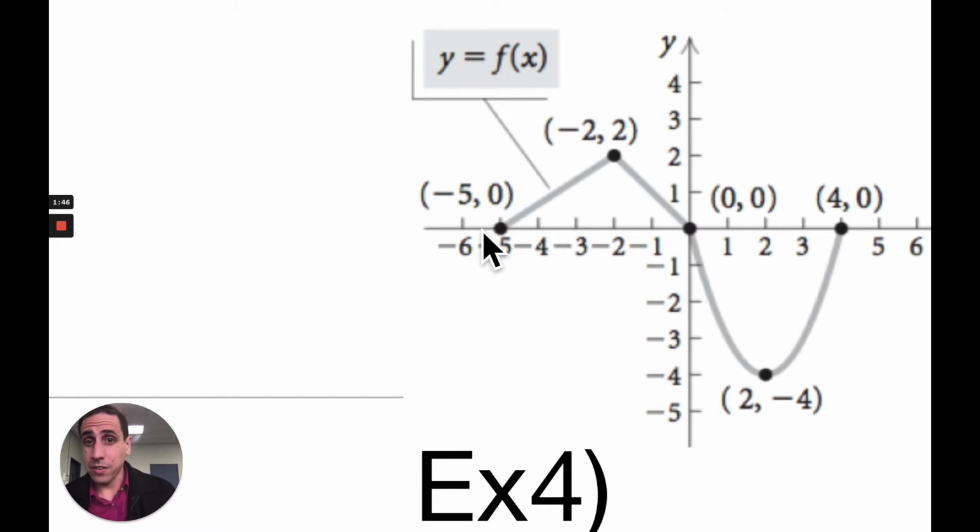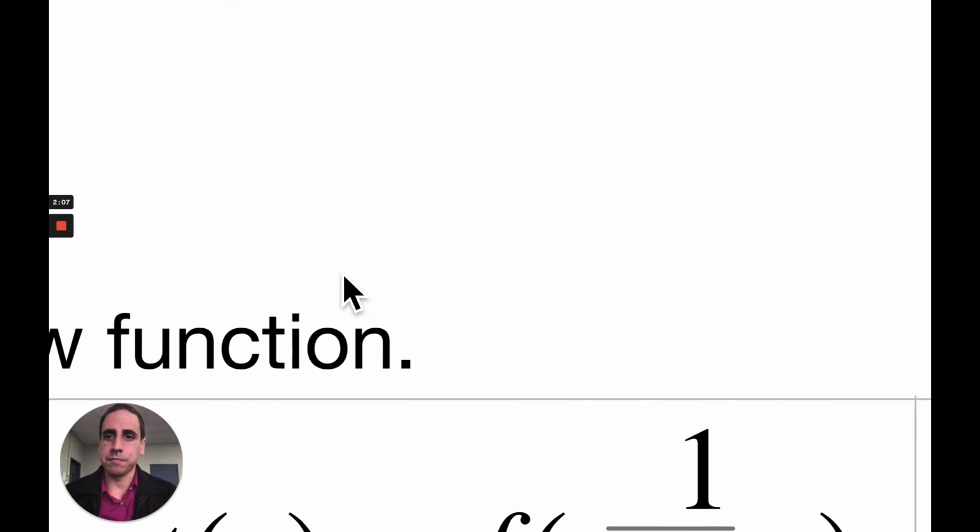So if the input is -5, then the output is 0. If the input is 4, then the output would be 0, because that's what this point represents. 4 input, output 0. If the input is -2, then the output would be +2. And so forth. So that's how this function is defined. It's defined graphically, not by a formula, but that's okay. We can still transform it.